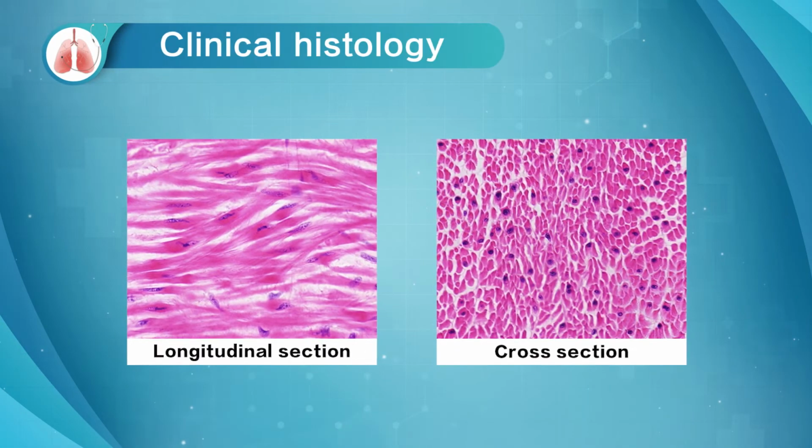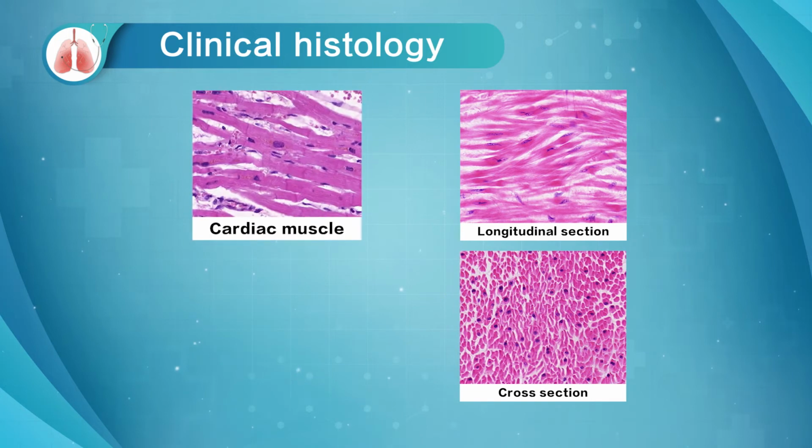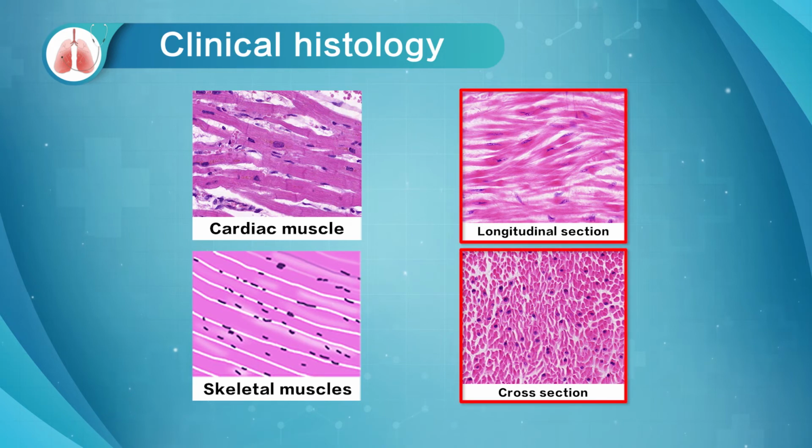Now, let's take a look at these two H&E sections. On the left is a longitudinal section of smooth muscle. On the right is the cross section. In both sections, a single round nucleus is centrally placed in each cell, which is similar to cardiac muscle, but different from skeletal muscle. Smooth muscle fibers are spindle-like with no striations. Upon contraction, smooth muscle shortens and acquires a characteristic corkscrew shape.